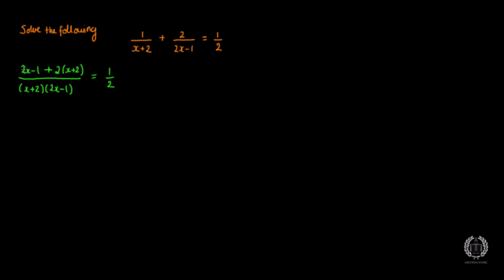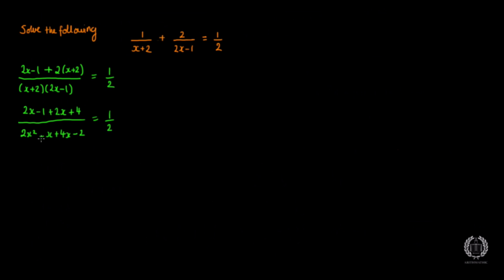Now, if we expand, well, we can't expand 2x minus 1. That stays the same. If we expand this, 2 times x is 2x, and then 2 times 2 is 4. Over, if we expand the bottom, x times 2x is 2x squared, x times minus 1 is minus x, then 2 times 2x is 4x, and then 2 times minus 1 is minus 2.